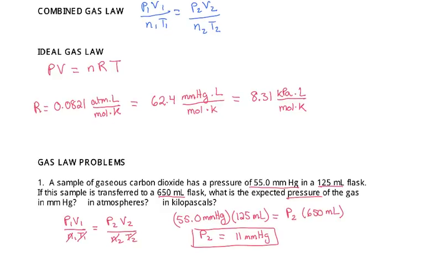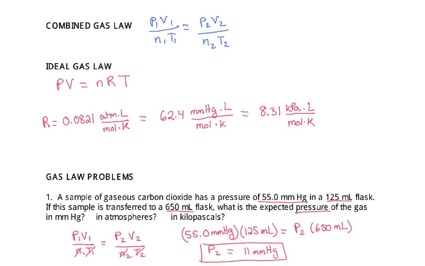You use the combined gas law, which is P1 V1 over N1 T1 equals P2 V2 over N2 T2, when you have changing conditions. So if your pressure changes, or your volume changes, or amount changes, or temperature changes. And then we also talked about the values for R. These are the three values for R that we're going to be using.